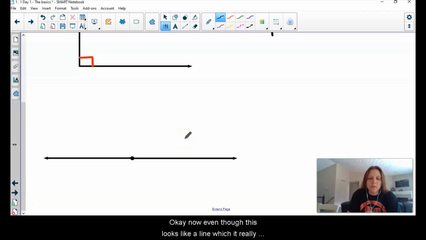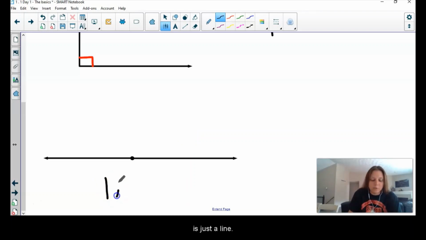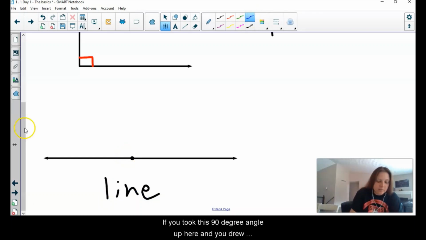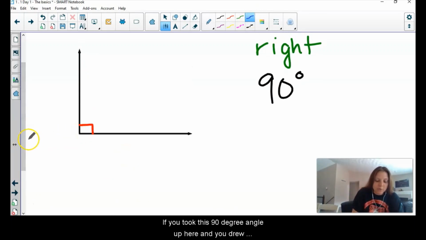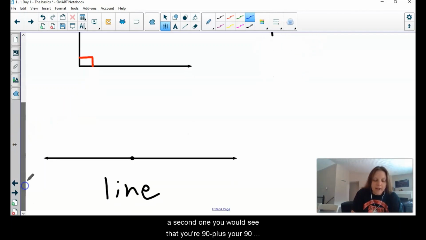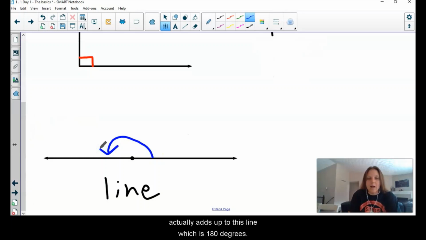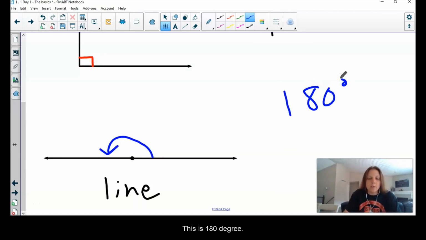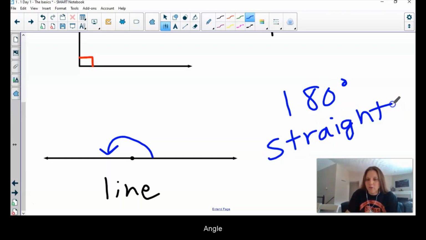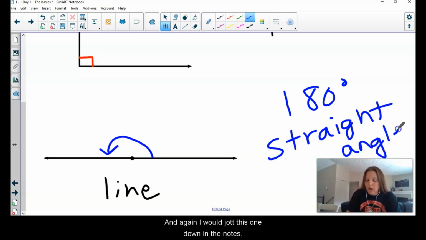Now, even though this looks like a line, which it really is just a line, it has a special name. If you took this 90-degree angle up here and you drew a second one, you would see that your 90 plus your 90 actually adds up to this line, which is 180 degrees. So this is a 180-degree straight angle. And again, I would jot this one down in the notes. If you need to pause the recording to do so, go ahead.